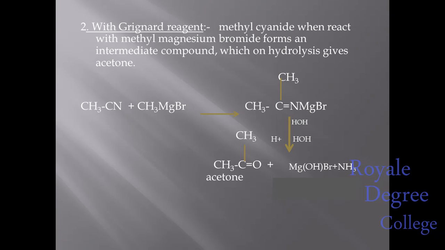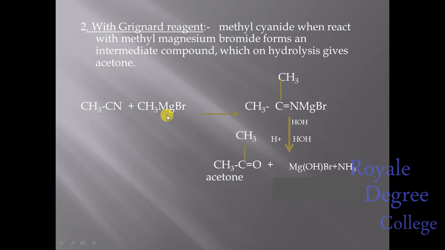Next one we will see, that is with Grignard reagent. Methyl cyanide when reacting with methyl magnesium bromide. Methyl magnesium bromide is nothing but Grignard reagent. It forms an intermediate compound. That intermediate compound undergoes hydrolysis to give acetone. So we are taking here CH3CN, that is methyl cyanide. In that we are adding CH3MgBr, that is methyl magnesium bromide.